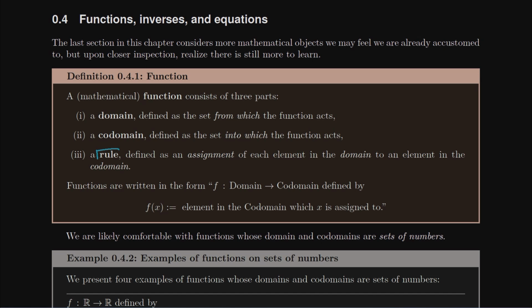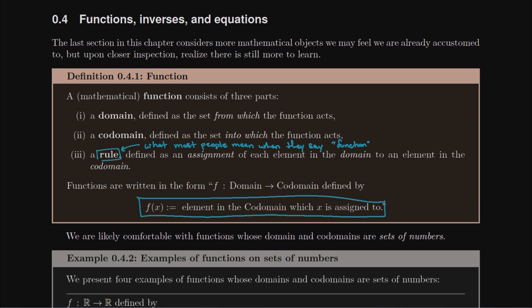And then there's a rule, which is what most people think of as a function, what most people mean when they say function. Because a rule is kind of this statement: f of x equals something. So in reality, every time we talk about functions, we're going to say f, and then we're going to list a domain, an arrow, a codomain, we'll say defined by, and then we'll provide the rule for everybody.